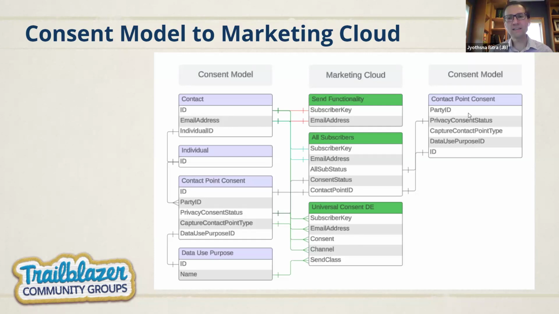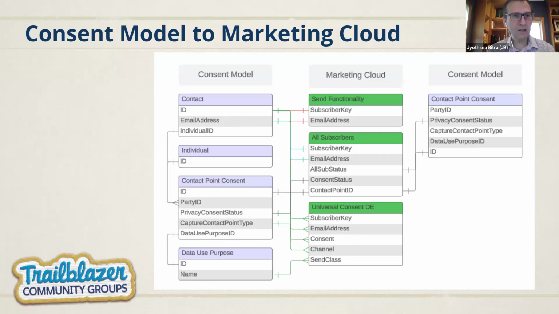And then, writing back to the consent model, we're going to be using that privacy consent status. If we need to do the update from All Subscribers, we're going to be updating that privacy consent status, and then using the ID for that contact point object record to determine which record to update when we're doing the updates from Marketing Cloud to the consent model.